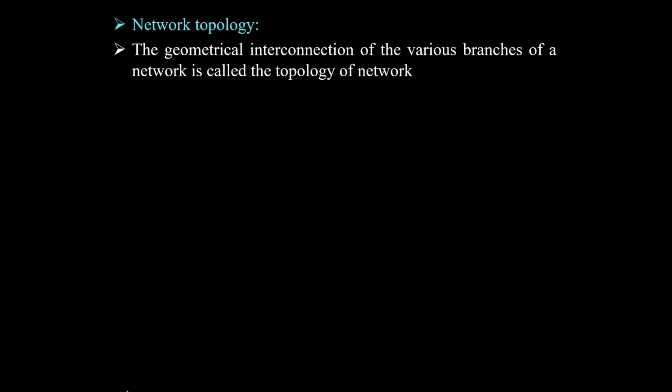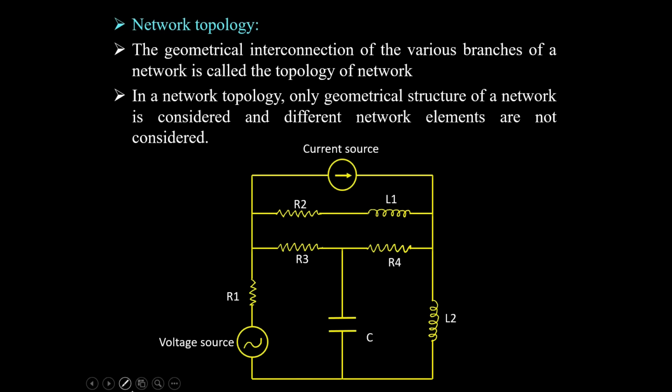Then what is meant by network topology? The geometrical interconnection of the various branches of a network is called the topology of the network. Geometrical interconnection means we just look at the geometrical appearance of the network, and we are least bothered about the elements present in that network. It can be a resistor, an inductor, a capacitor, or a combination of any RLC elements. Our main interest is only in the geometrical representation of the network. If we take the same network here, what is the meaning of geometrical structure?